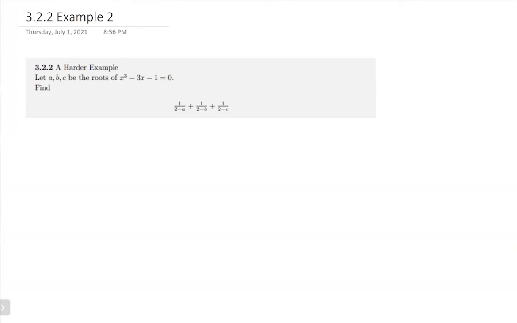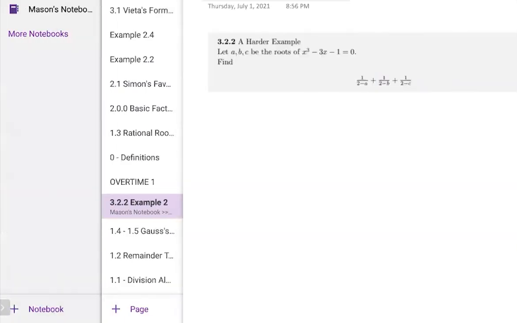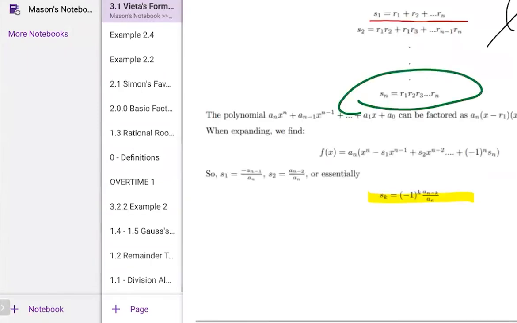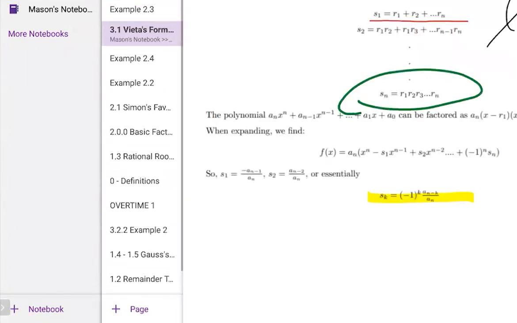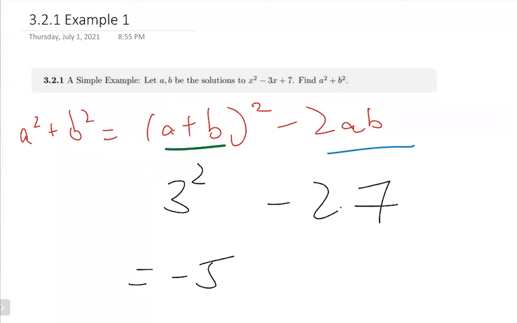Oh, and yes, for the previous example, sorry. The previous example here, you'll notice that yes, you can use the quadratic formula. You can find a and b using the quadratic formula. However, you notice that Vieta's is much quicker, because if you use the quadratic formula, you get something with a root, and then you have to add them, and then you have to square them, and then add them. So that's very computation heavy. Whereas here, we just used a very clever shortcut.